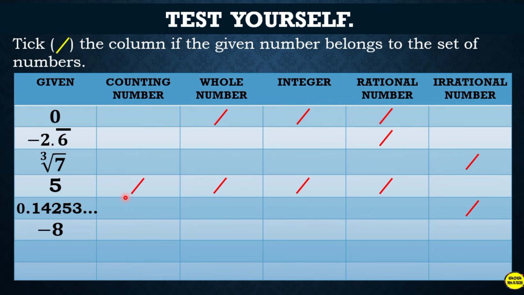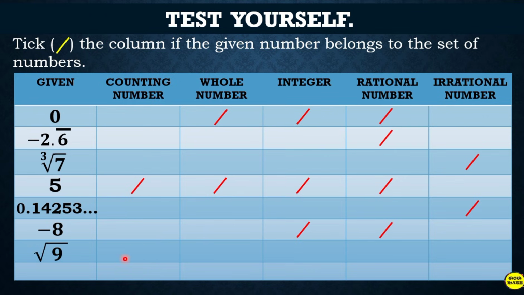Next, negative 8. So, negative 8 is not a whole number. This is not also a counting number. Okay? But this is an integer. Okay? Kasi this is under negative integer. So, kung integer siya, therefore this is rational number.